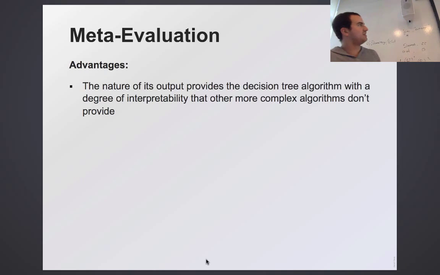So it provides a degree of interpretability that other complex algorithms don't provide. For example, the random forest is literally just tagging trees onto one another, and it gets very, very complex, very, very fast, and hard to show someone. Decision trees can be kept very small, and you can show someone very easily.